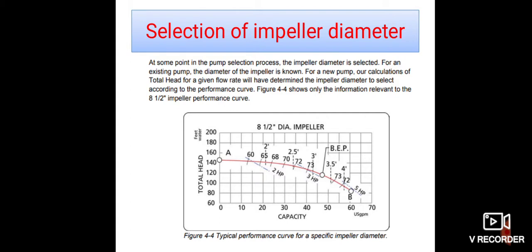So next, it's the selection of impeller diameter. If you focus on this diagram, we again collected it from the design data handbook. On this graph, the left-hand side is total head, and the bottom is capacity in US gallons, so capacity is on the x axis and total head is on the y axis. That total head is in feet, not in meter.